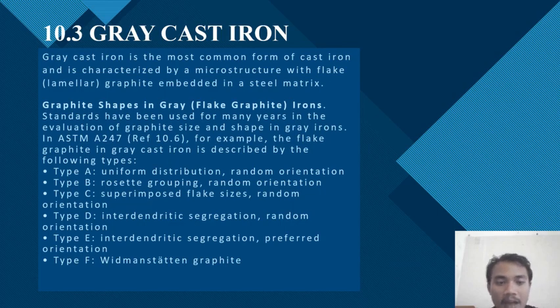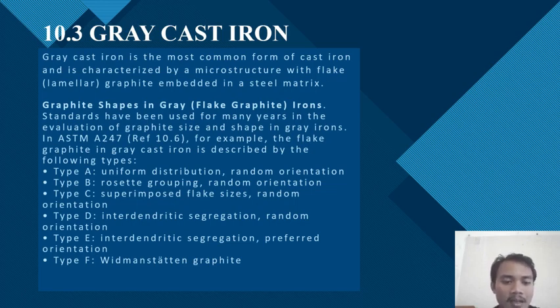Gray cast iron is the most common form of cast iron and is characterized by a microstructure with flake-like lamellar graphite embedded in a steel matrix. Graphite shape in gray flake graphite irons: standards have been used for many years in the evaluation of graphite size and shape in gray irons. In ASTM A247, for example, the flake graphite in a gray cast iron is described by the following types.